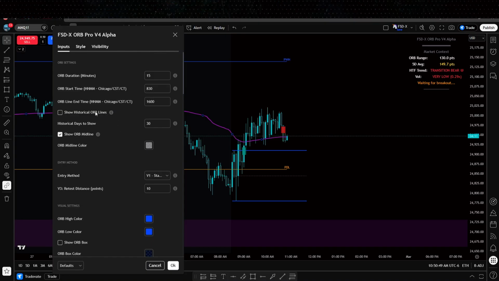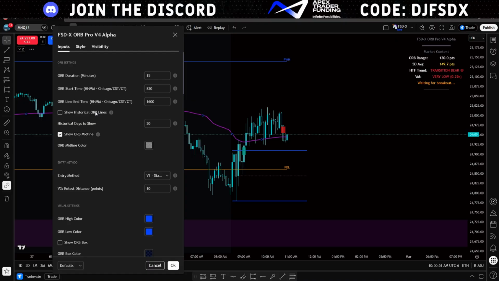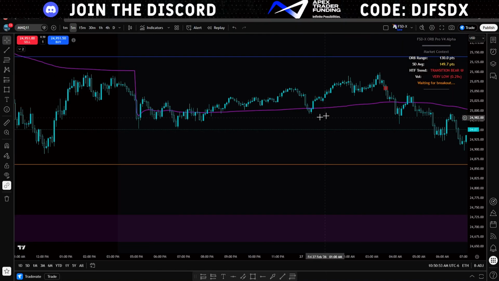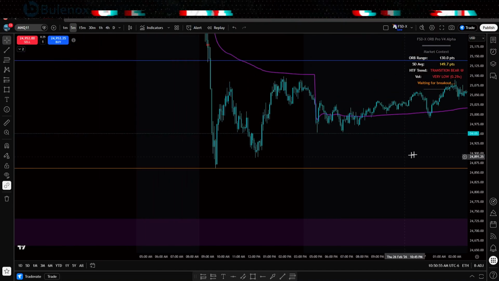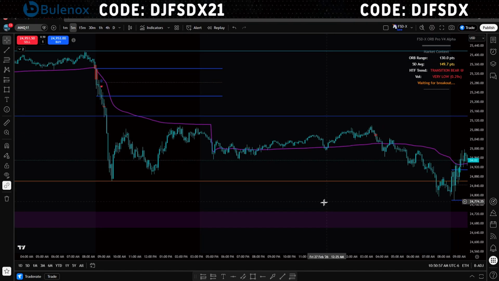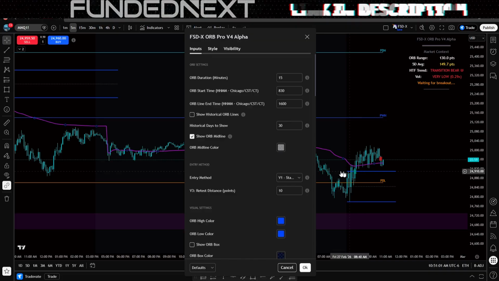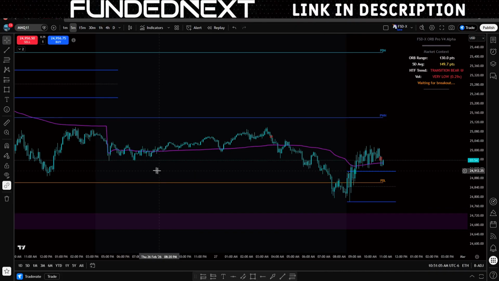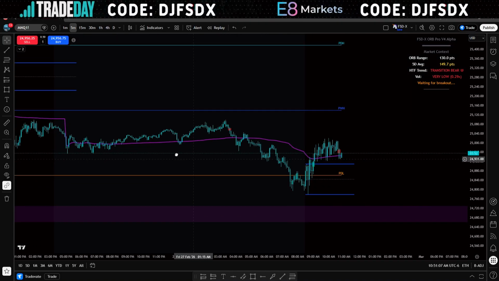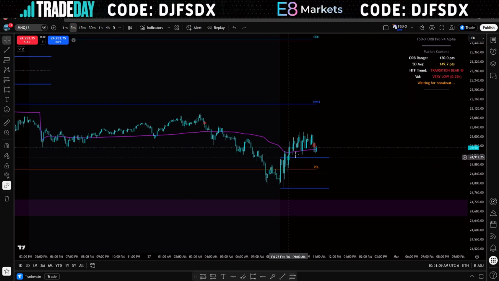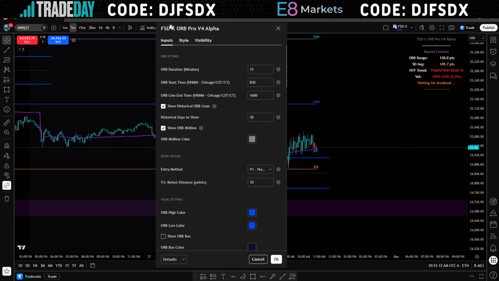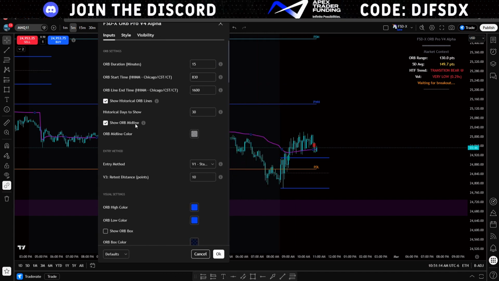This just shows you the historical line, so it goes for the old orb. So if you don't want your chart to be cluttered, it won't show the past ones. So I'll show you. They'll just show all the old information. This is just for the midline. So if you don't want the midline, it'll just make it go away.